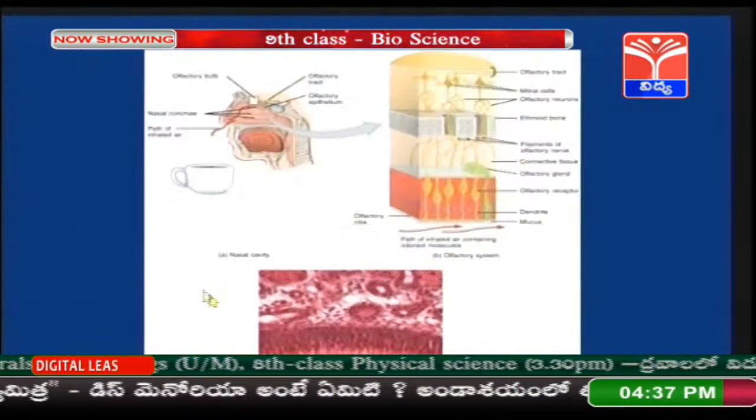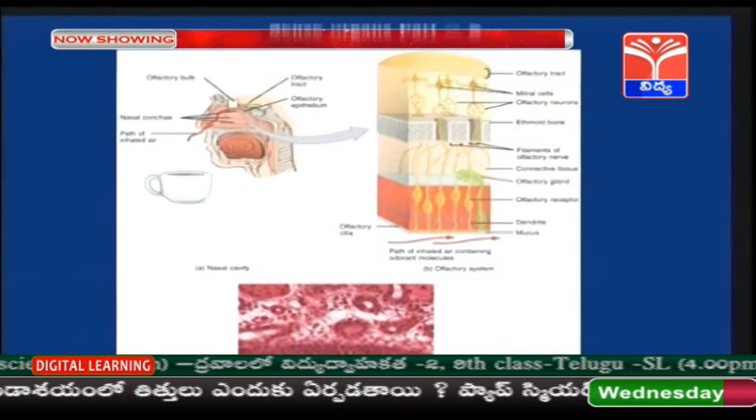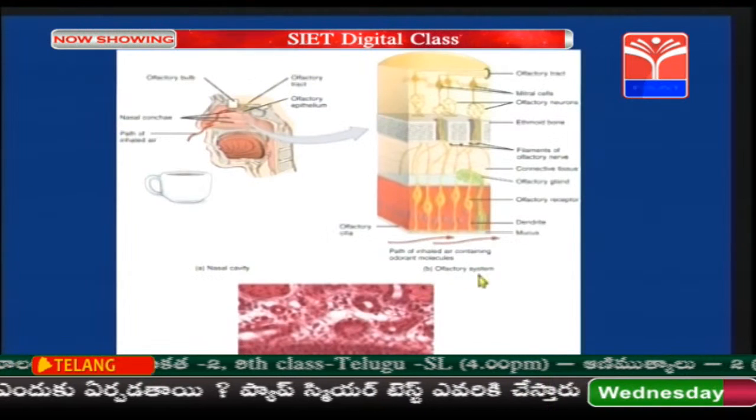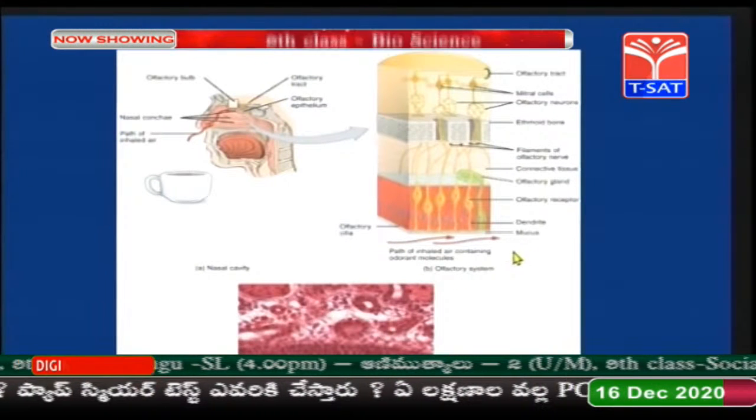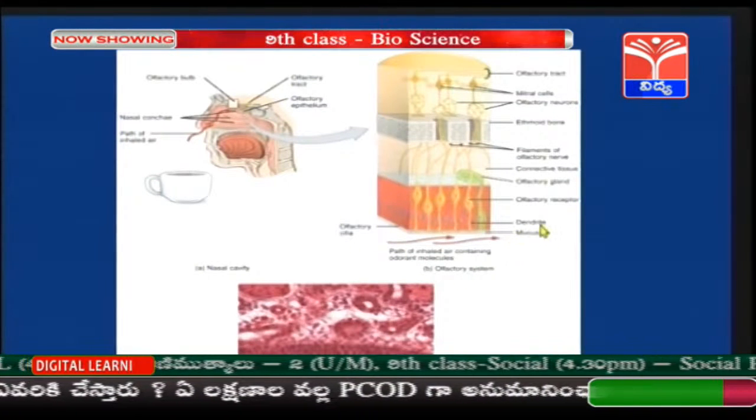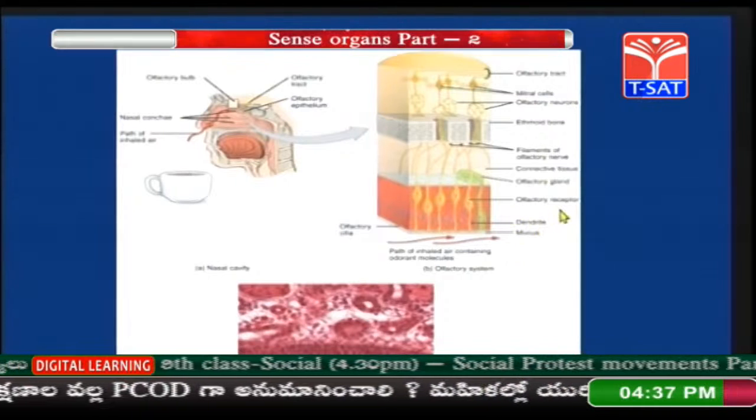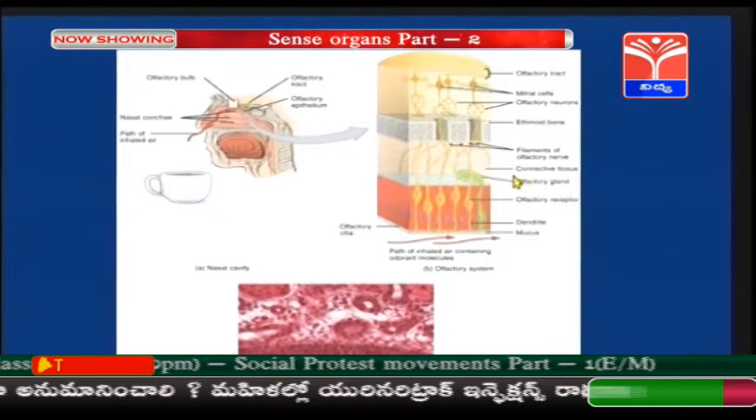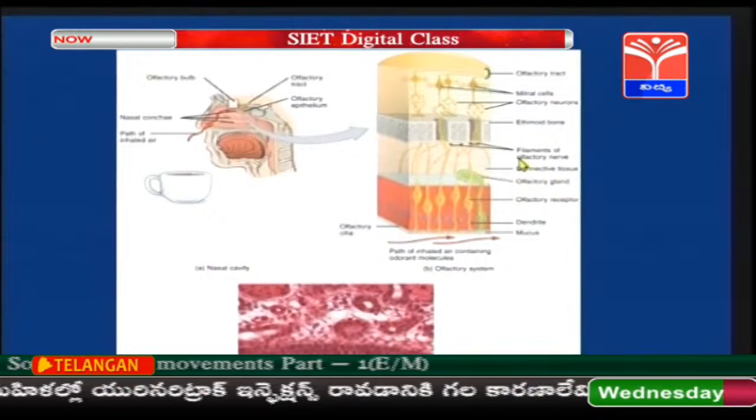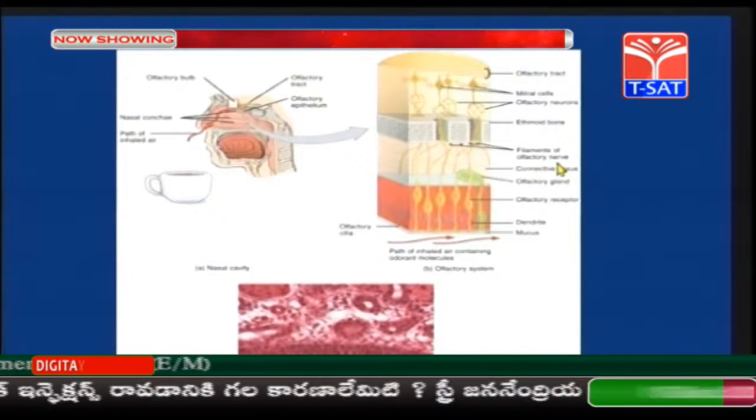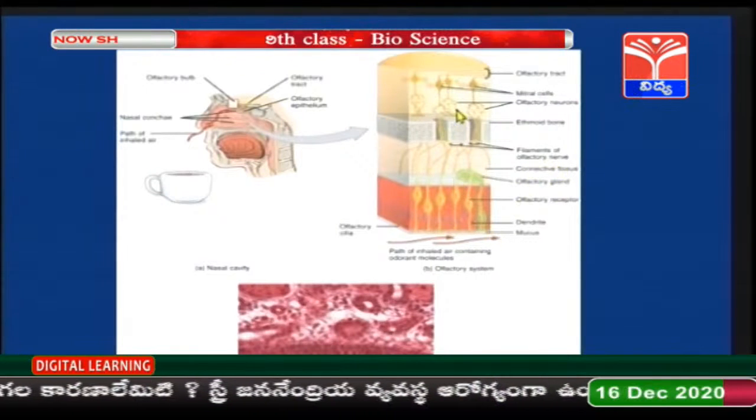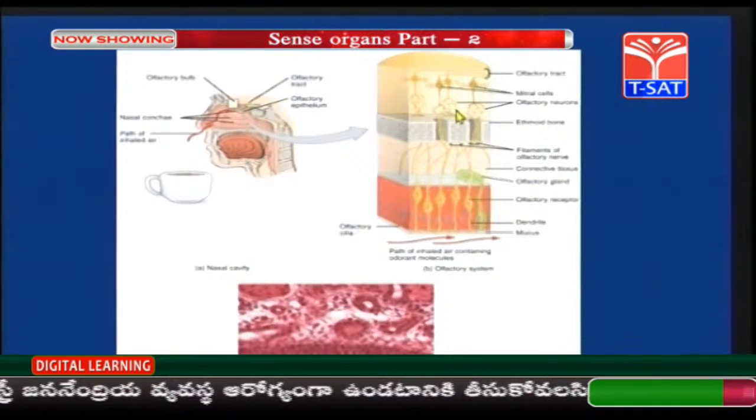Children, you can see here the nasal cavity. This is the olfactory epithelium, olfactory system, olfactory cells. This is the mucus, these are the dendrites, this is the olfactory receptor, olfactory gland, connective tissue. These are the filaments of the olfactory nerve. All these things carry the impulses to the brain.